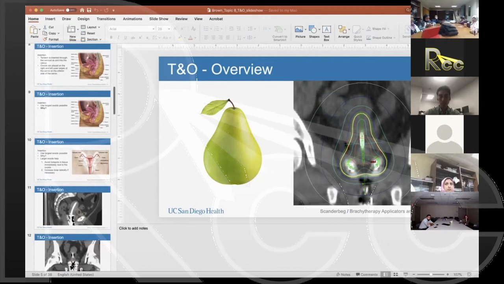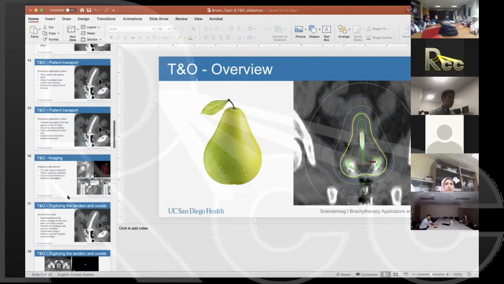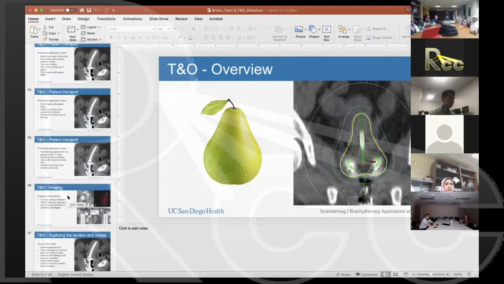But it is a great point that we're going to have to manipulate the shape of this pear dose distribution in order to meet those dose tolerances for bladder, rectum, and bowel. It's always going to be an optimization between getting enough dose in the HRCTV and avoiding the bladder, rectum, and bowel. That's always the compromising optimization problem in tandem and ovoids.